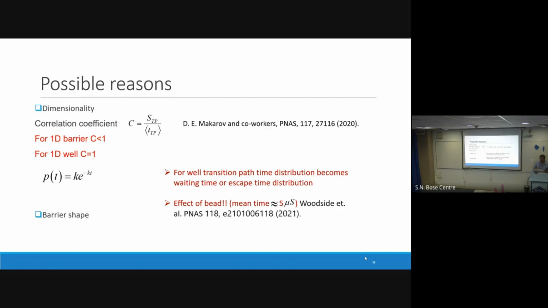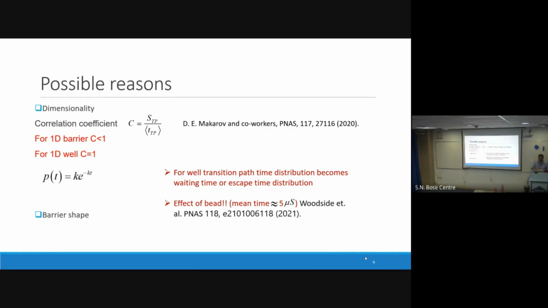However, Makarov and co-workers in 2020 introduced a parameter known as the correlation coefficient C, defined as the standard deviation S divided by the mean time, the T average. When the standard deviation over mean time is greater than 1, one should use the multidimensional aspect of the dynamics, because from a one dimensional potential one cannot get a correlation coefficient greater than 1. So for any kind of one dimensional potential barrier, the correlation coefficient will always be less than 1, though one can get a correlation coefficient equal to 1.